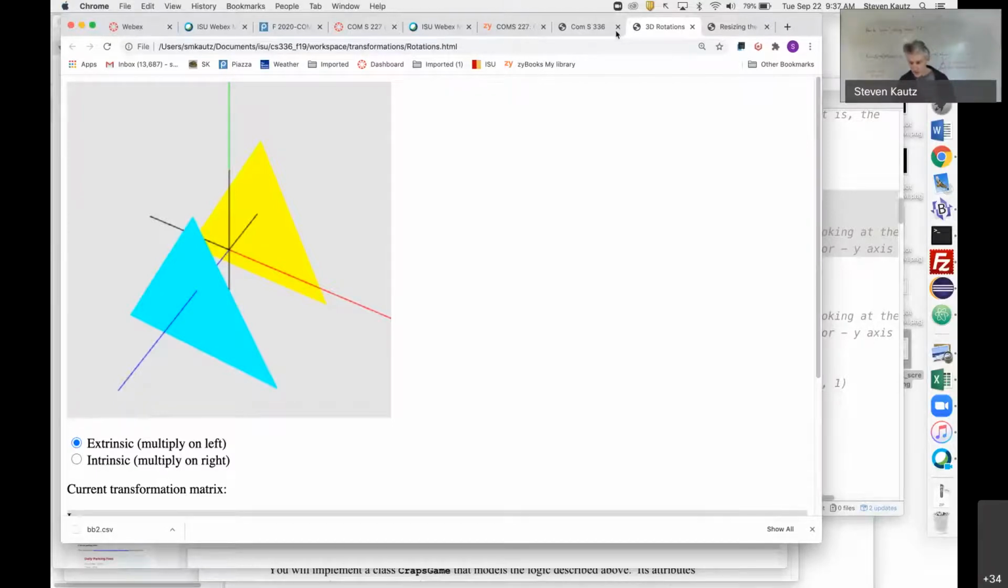To answer your question, yeah, when we talk about extrinsic, the word generally means I am doing it with respect to the world frame. And literally, in terms of code, it means I am multiplying on the left.